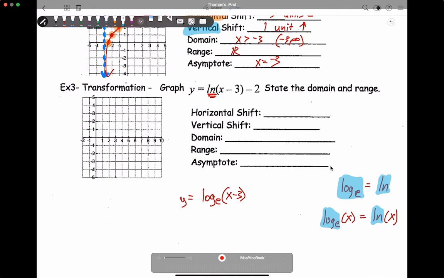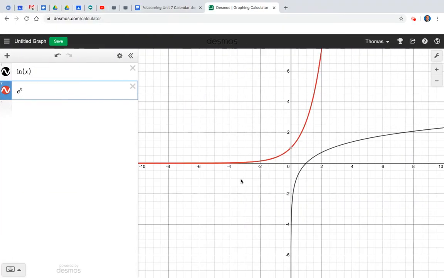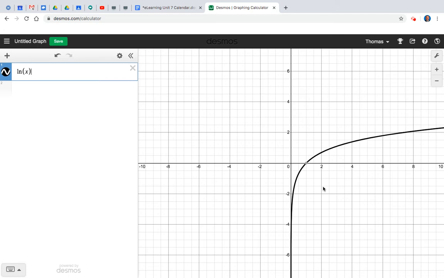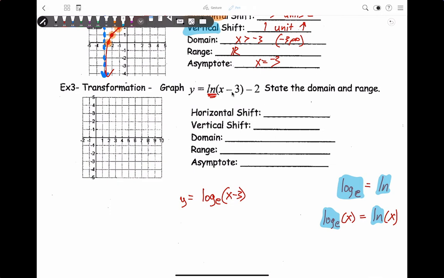Okay, I just showed you log base e is equal to natural log. That means that these as functions are inverses of one another. Okay, they both reflect across y is equal to x. So what I'm going to do is I'm going to take the natural log of x, which is this graph right here, and I'm going to shift it 3 to the right. Okay, so we're going to say horizontal shift 3 units right. Again, because we're doing the opposite. This one is just 2 units down.